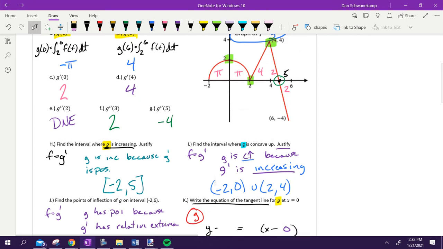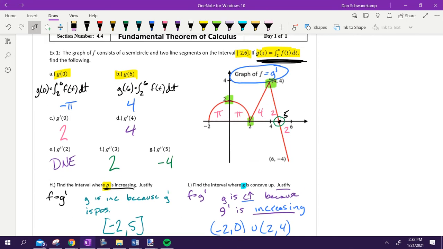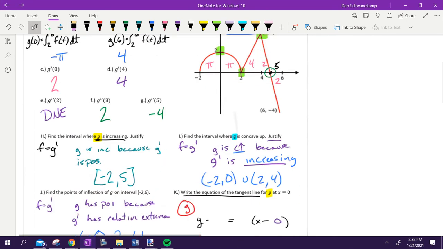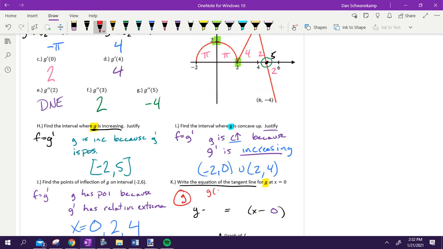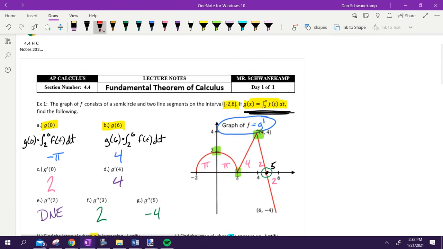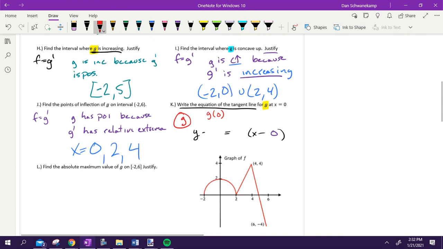You look at my graph. What am I looking for on this graph, though? I want to find G of what? It's G of 0. So I'm looking at the graph, but that's what we found right here, right? That's an ordered pair. I want to write the equation about G. And so when x is 0, what's your y going to be for G? Negative pi. So this is going to be y minus negative pi, so y plus pi.